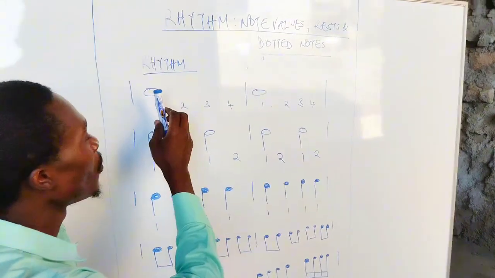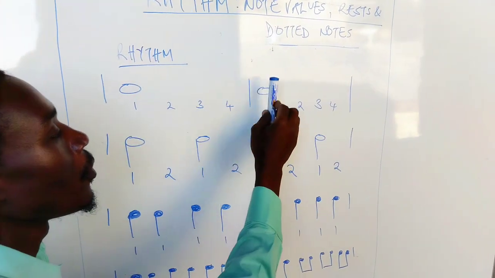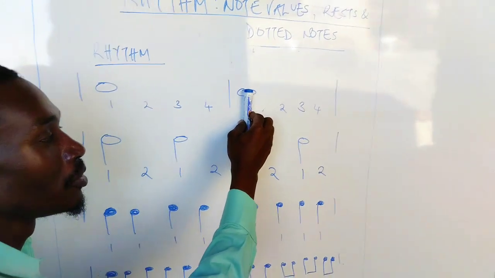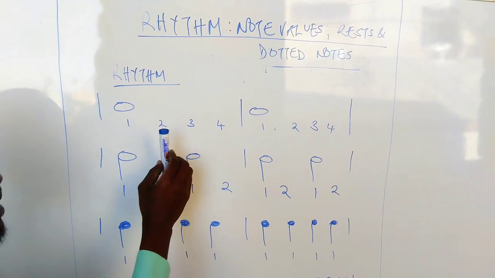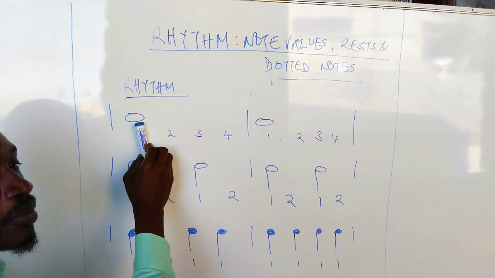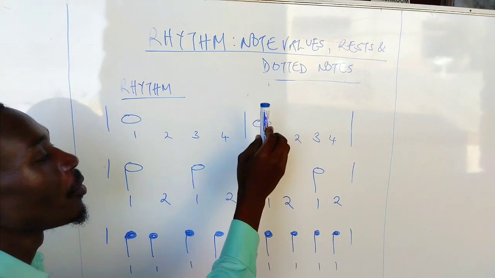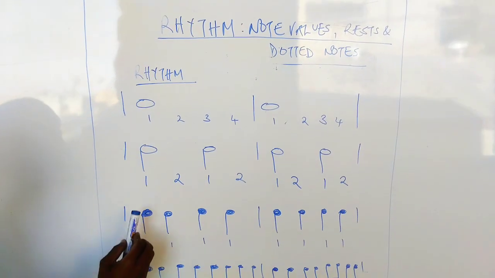We have 1, 2, 3, 4. 1, 2, 3, 4. How does it sound in clapping? It's like 1, 2, 3, 4. 1, 2, 3, 4. Let's move to the minim.